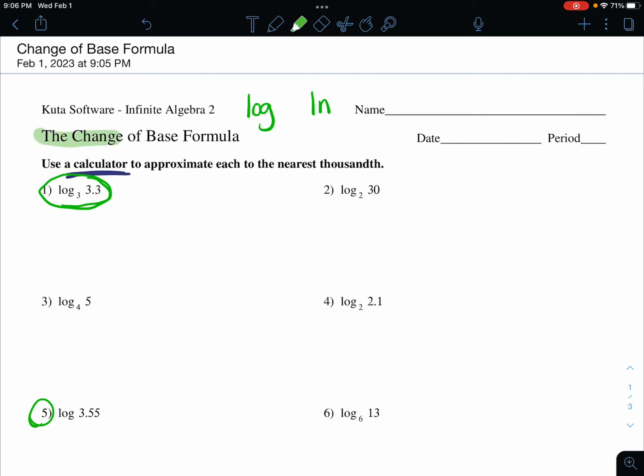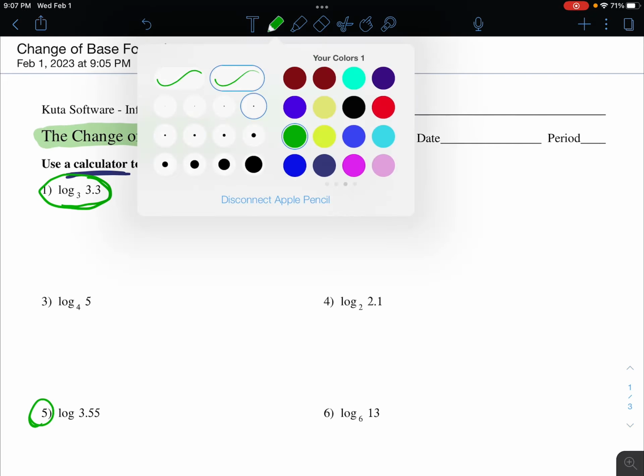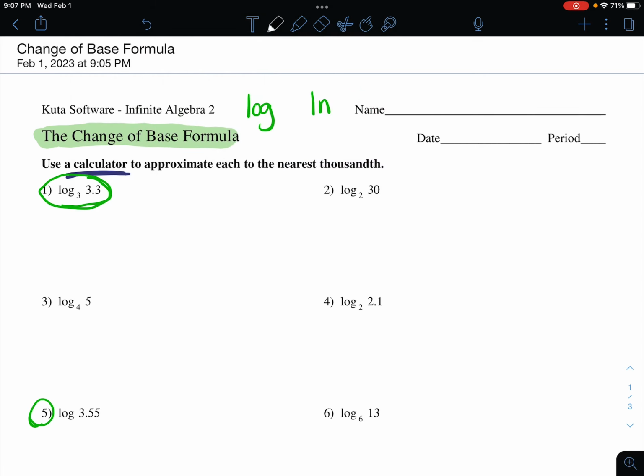So there's a really great thing called the change of base formula. It's wonderful. We love it. So here's what the change of base formula says. I'm going to write the formula and then I'm going to actually do a couple of these problems and you're going to do the rest of them for a grade because it's literally how to use your calculator.